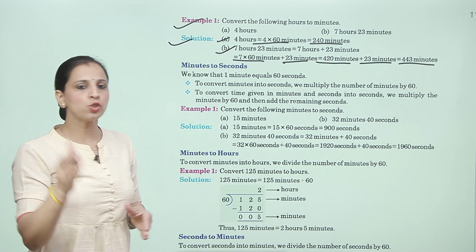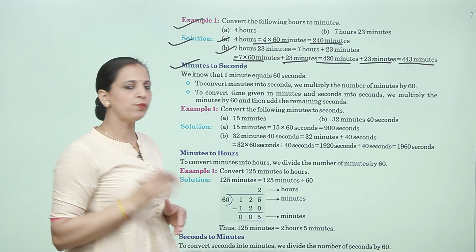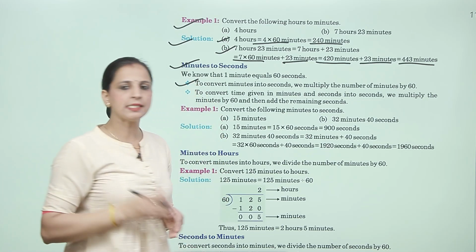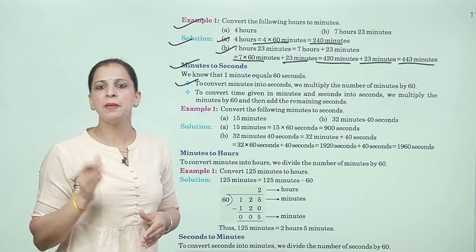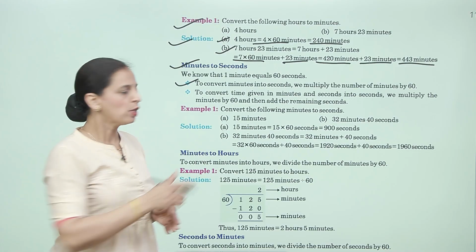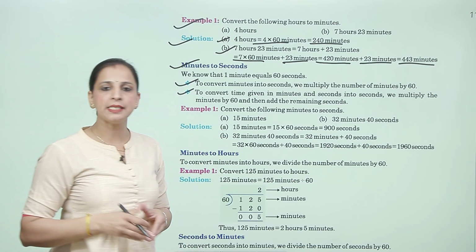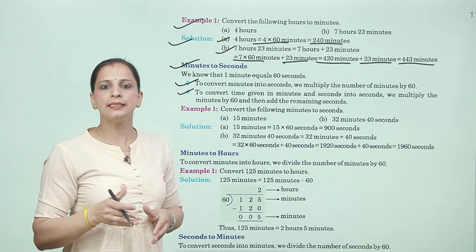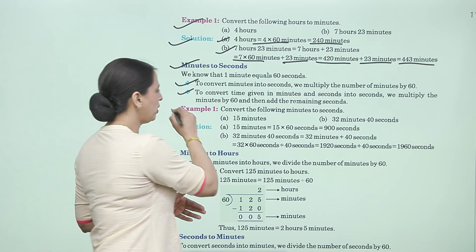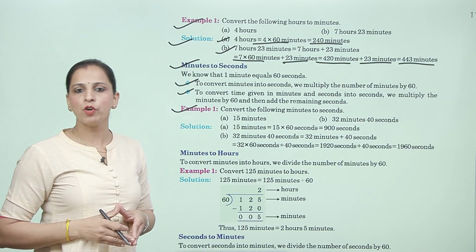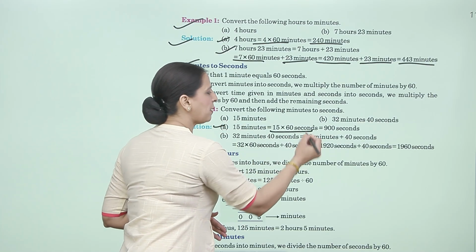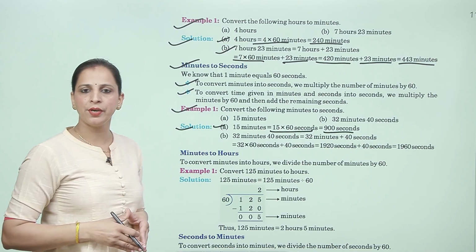Now minutes to seconds. We know that 1 minute equals 60 seconds. So to convert minutes into seconds, we multiply the number of minutes by 60. To convert time given in minutes and seconds into seconds, we multiply the minutes by 60 and then add the remaining seconds. Now example 1. Convert the following minutes to seconds. 15 minutes. Solution. 15 multiplied by 60 is equal to 900 seconds.